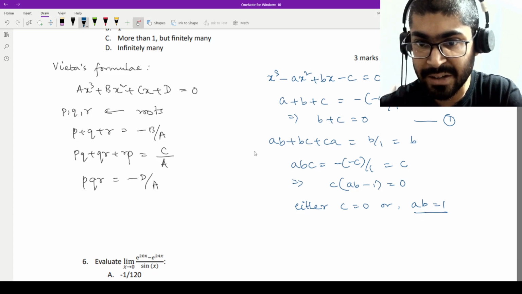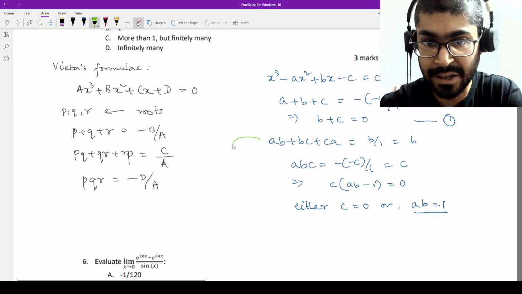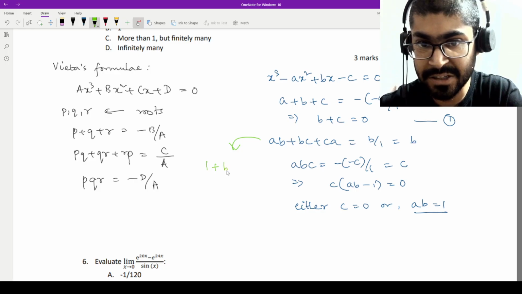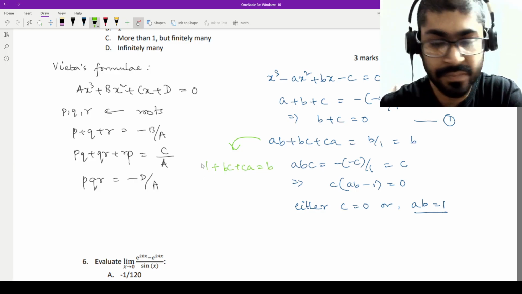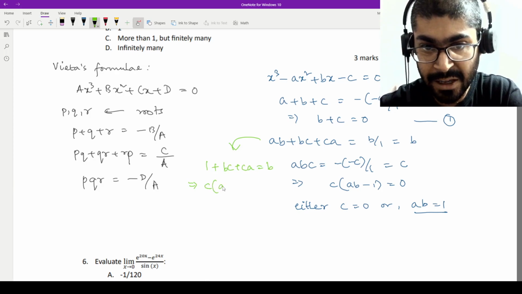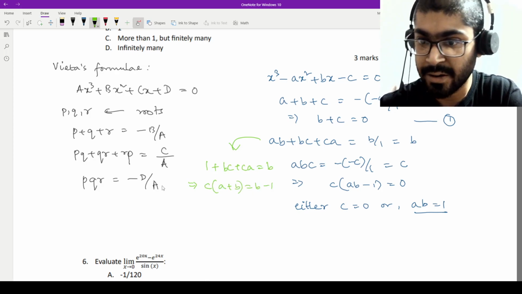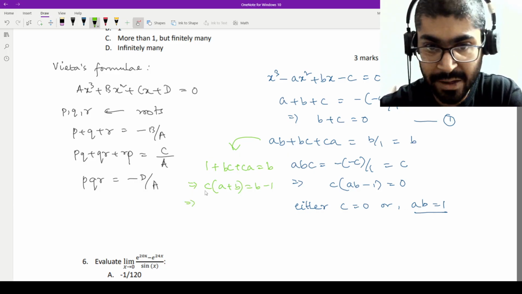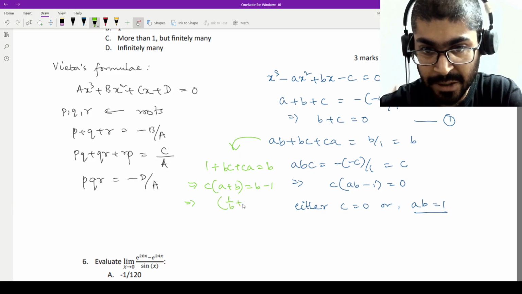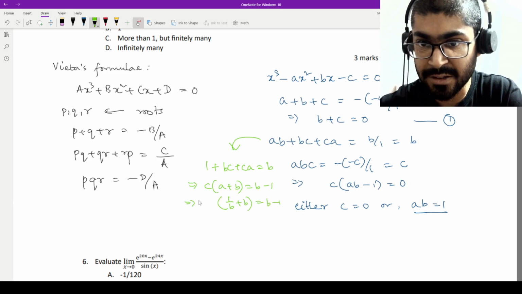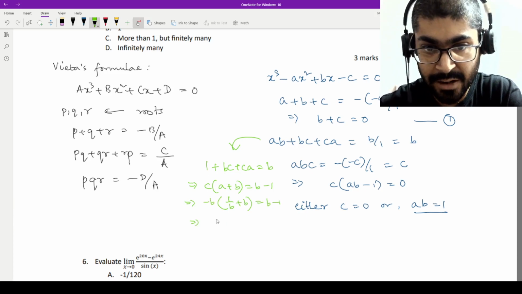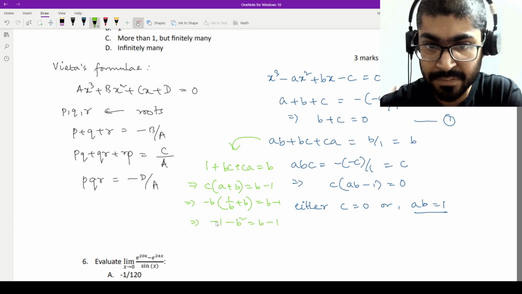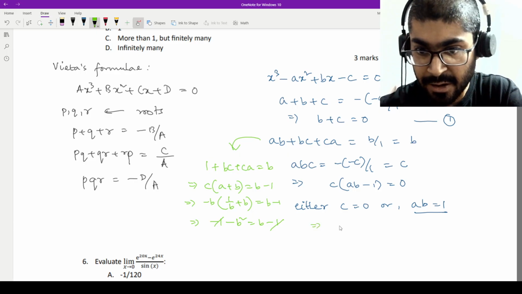If ab is equal to 1, then we can put it here in this one. Then we have 1 plus bc plus ca equal to b, right? And c common, a plus b is equal to b minus 1, right? Now I can put the value of a as 1 by b, so 1 by b plus b equal to b minus 1, and c I can put as minus b. So if I take the product, I'll get minus 1 minus b square equal to b minus 1. This cancels out and I would get b plus b square equal to 0.